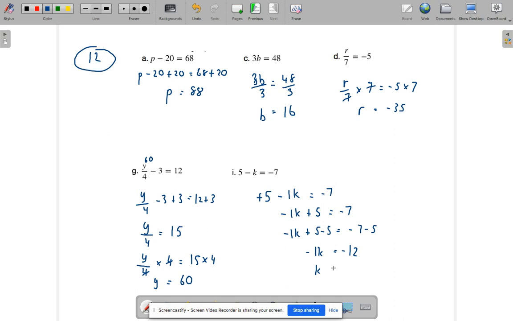Sorry, what we're doing now is we're dividing both sides by negative 1 to get k by itself. So negative 12 divided by negative 1. The two negative ones here cancel. So we end up with k equals negative 12 divided by negative 1, which is positive 12. And there we go. So there's some of the easier examples from exercise 2.8.